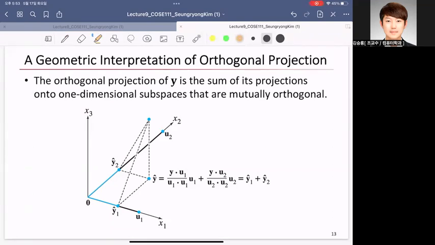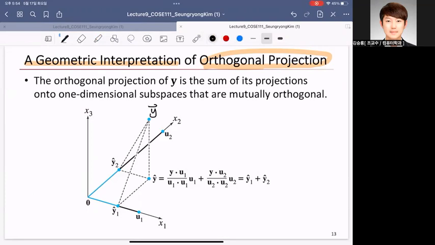So today we will finish with one more concept. Geometry interpretation of orthogonal projection. Let's understand orthogonal projection in a geometric view. So let's suppose that we have a matrix. We have a vector y.